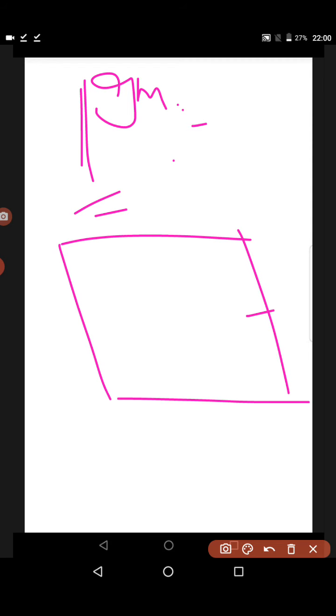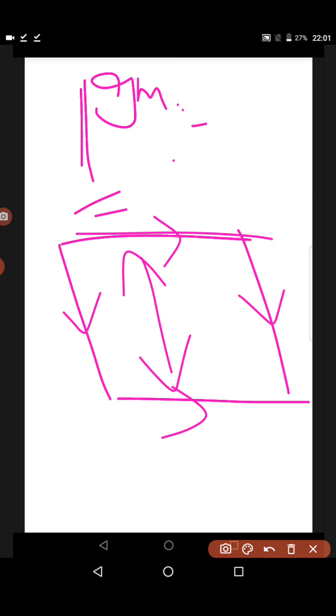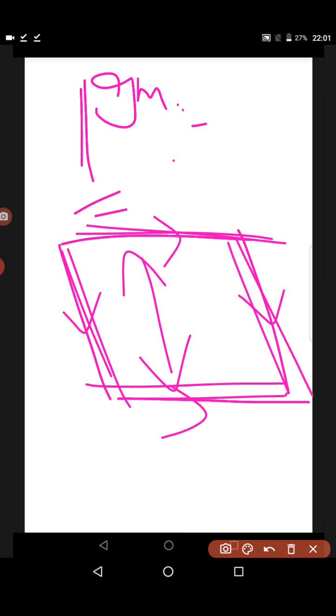So its parallel sides are equal. We already know that. Here this part, they both are parallel. We already know about that. And opposite sides of a parallelogram are equal and parallel. Opposite sides, these two are equal as well as parallel. The length of these two sides will be equal and parallel.